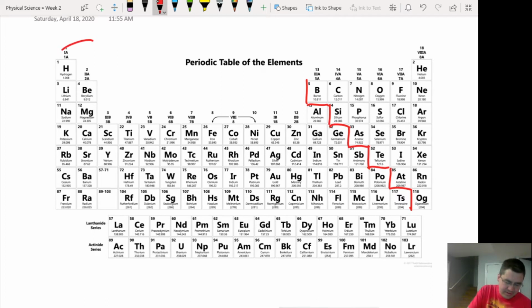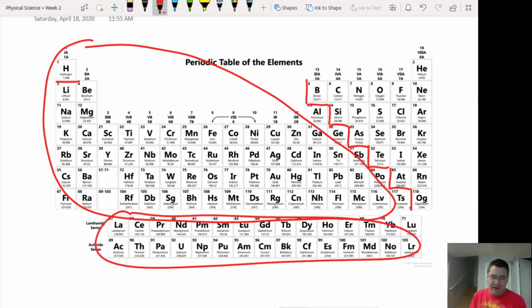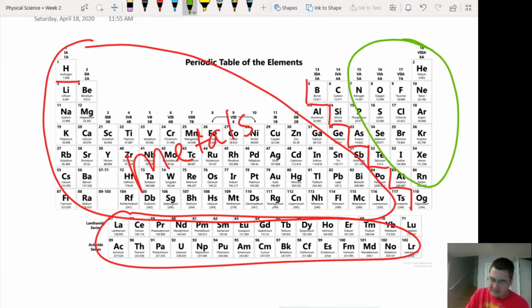Now, elements to the left, except for hydrogen, most other elements to the left, including the stuff at the bottom, the lanthanides and actinides, are considered metals. Everything to the right of the staircase is considered a nonmetal.